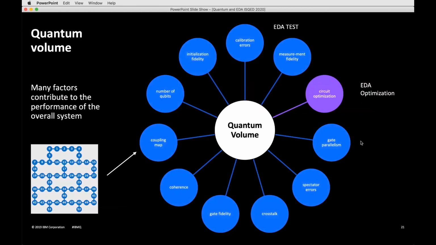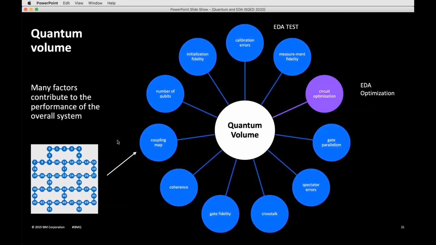And I'll walk you through an algorithm in the next couple of charts to show how each of these improve. So let's look first at what we can do to improve the chip, what we can do in optimization from an EDA perspective, and then talk a tiny bit about how we can work on the test and optimization loop here.